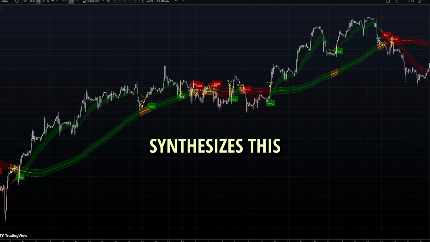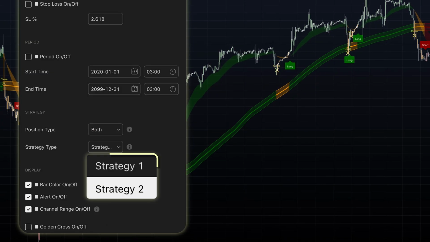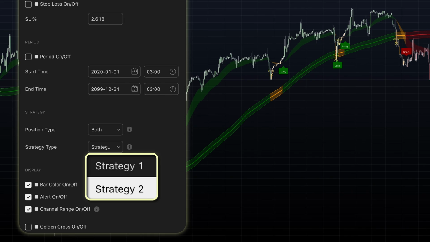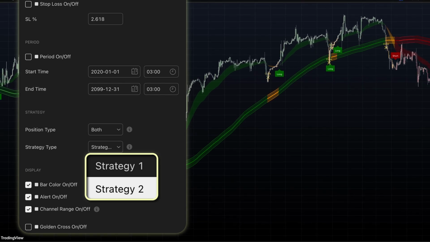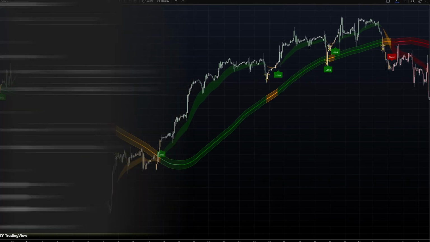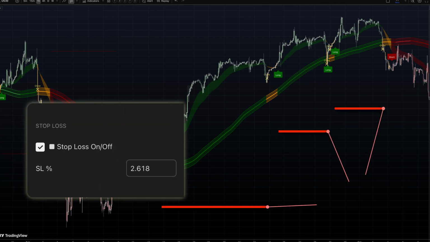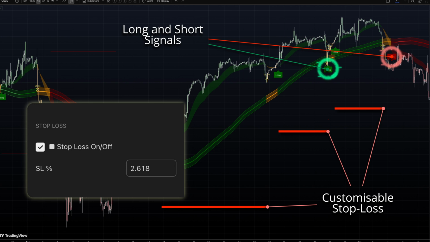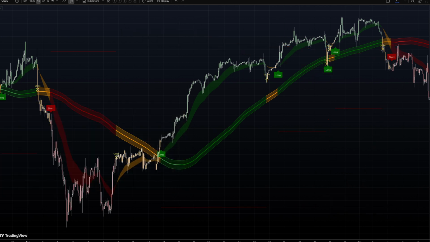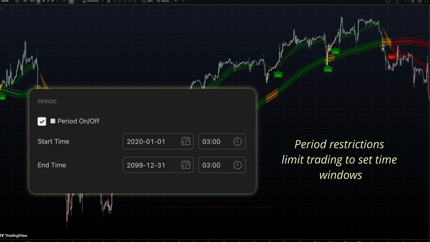The indicator then synthesizes this information with EMA cross signals to generate actionable trading opportunities, offering two strategic approaches: entering trades on direct price EMA crossovers, or restricting entries to periods when the shorter EMA demonstrates upward momentum. The system incorporates customizable stop-loss functionality based on percentage risk and provides clear trade signals through icon markers on the chart. Period restrictions allow traders to limit trading activity to specific time windows, ideal for session-based strategies.